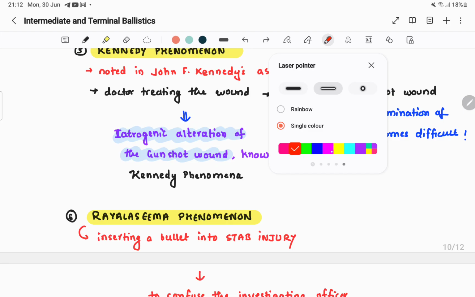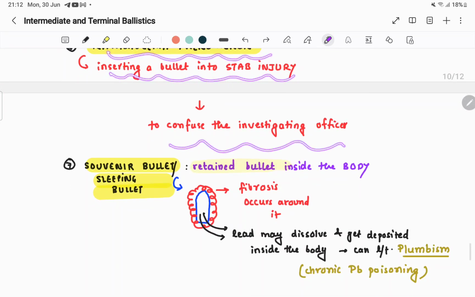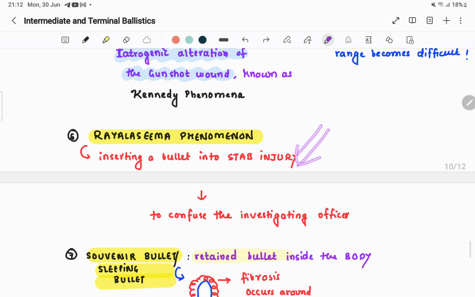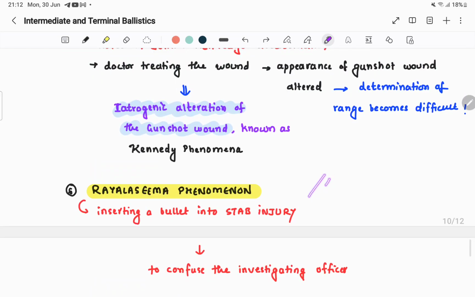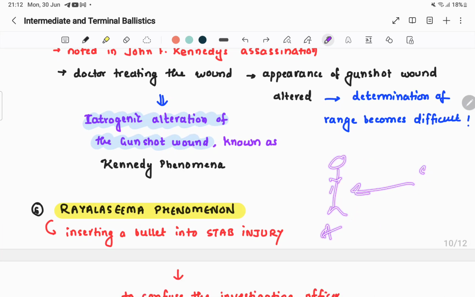Okay. Then after that, the Rayalaseema phenomenon. Inserting a bullet into a stab injury to confuse the investigating officer. If the history is not consistent, if tattooing and blackening are not seen, you can suspect the Rayalaseema phenomenon. It means person A was stabbed by person B with a knife or something like that, and then a bullet was inserted in the wound so as to confuse the investigator that it was a shot.